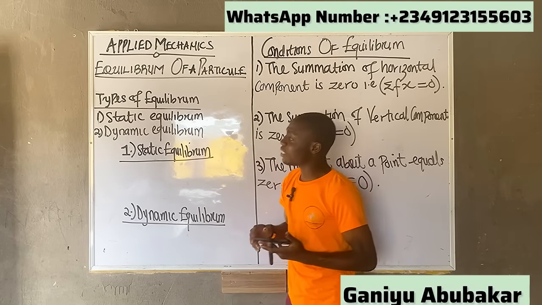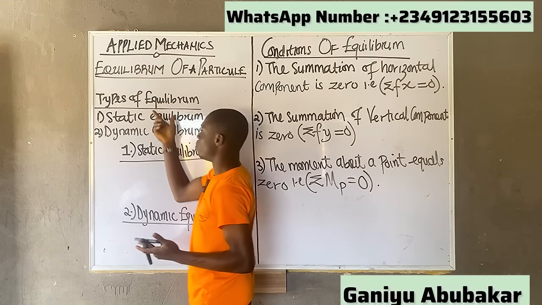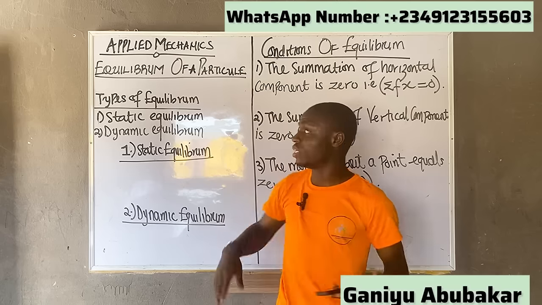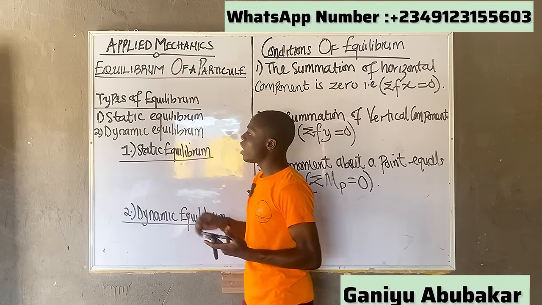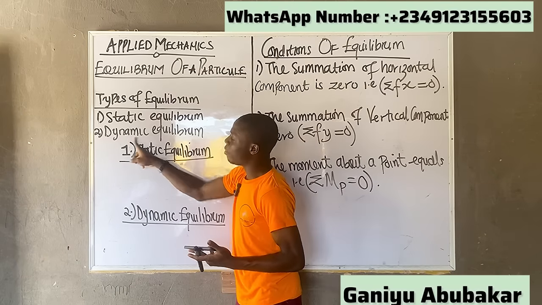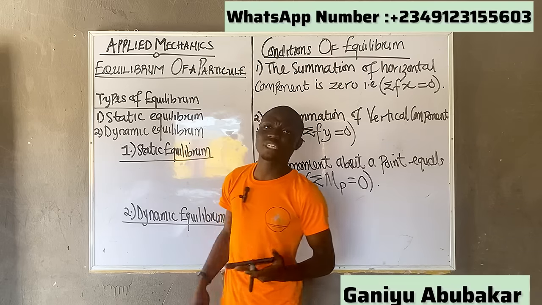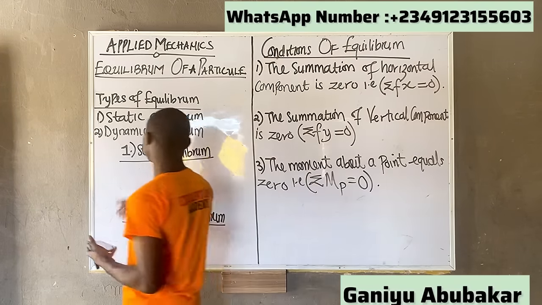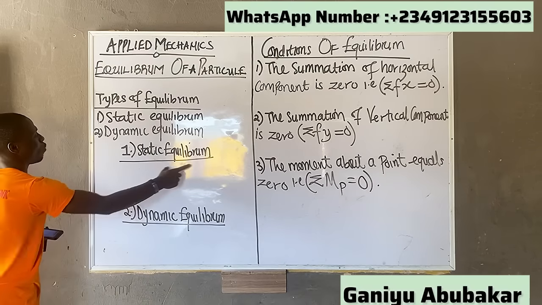The next concept is that there are types of equilibrium. The first one is called static equilibrium, and also we have dynamic equilibrium. So let's look at the types of equilibrium. The first one I have here says static equilibrium.